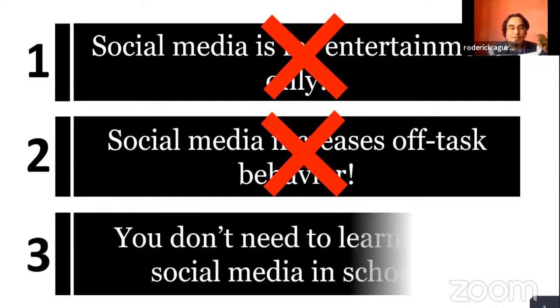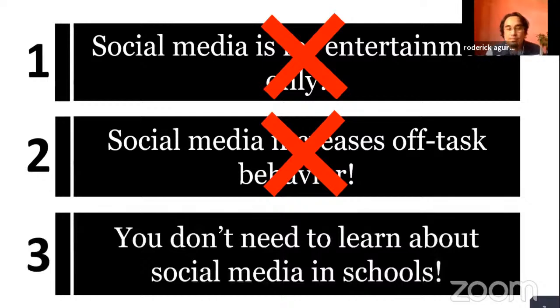And finally, statement number three is you don't need to learn about social media in schools. I got this statement from a lot of parents saying that you can learn social media outside the school. A lot of parents are already allowing their kids at a very young age to have their own Facebook account and to use and access a lot of applications. I hope it's gender sensitive and at the same time age appropriate. But of course, we wouldn't know.